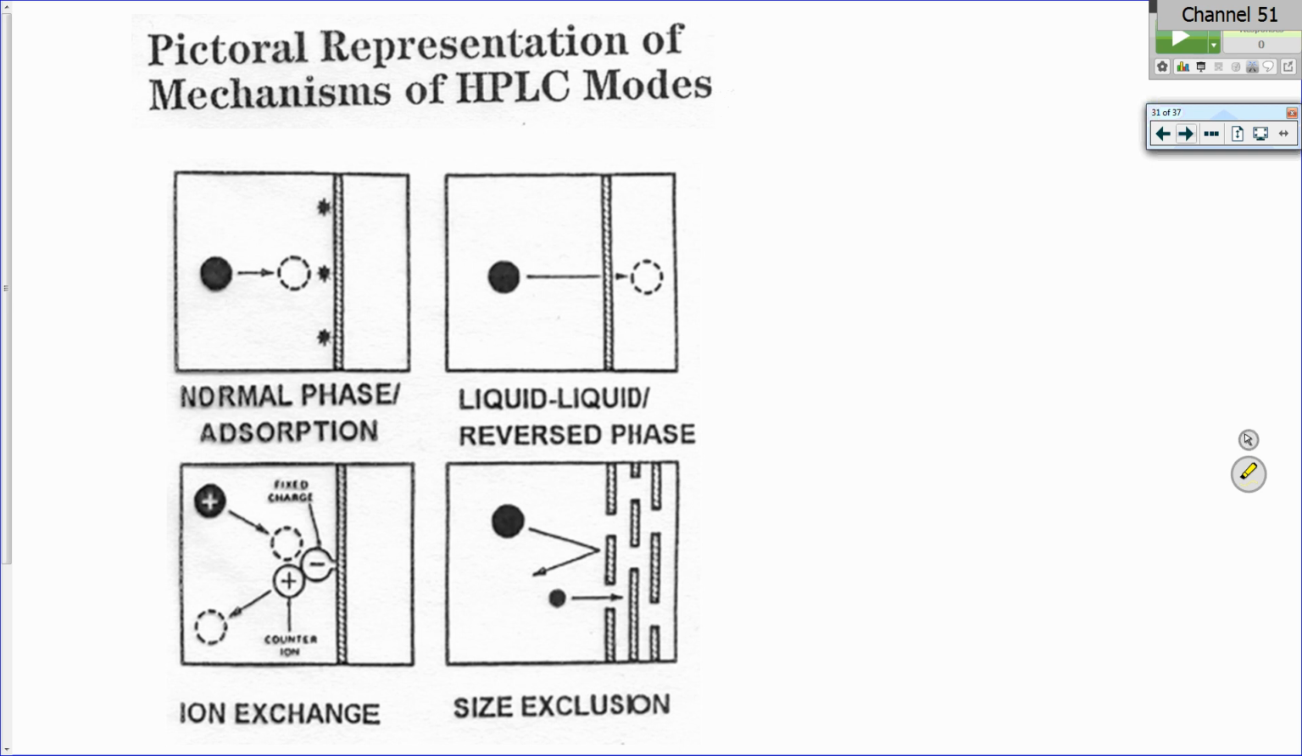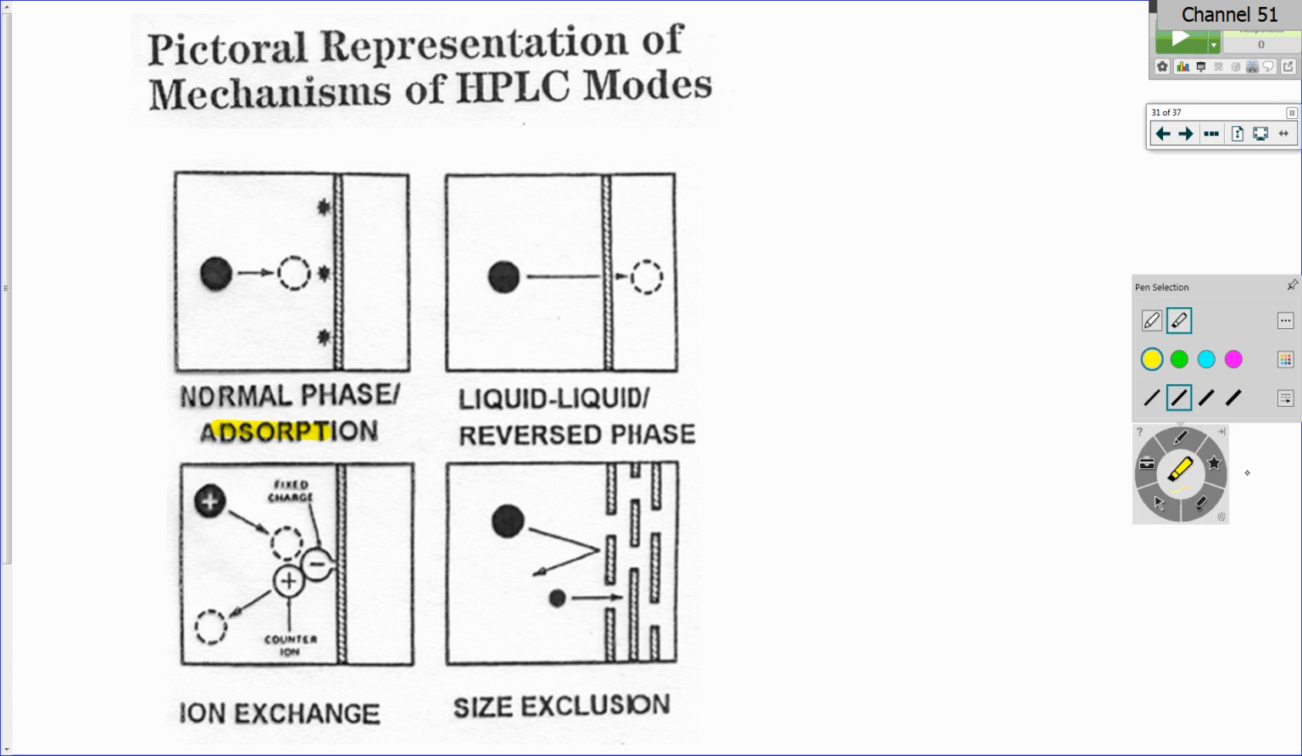Okay, so if we go back and just think about those mechanisms now, the normal phase is adsorption. So you've got a polar particle here. This is silica, if we think about it. Silica, SiOH, is on the surface.